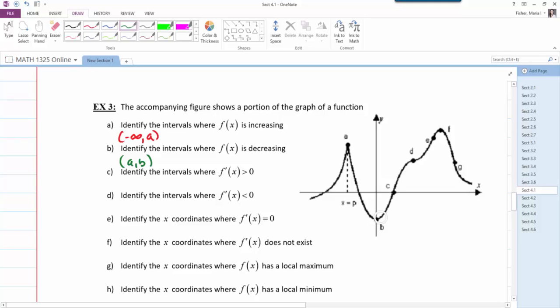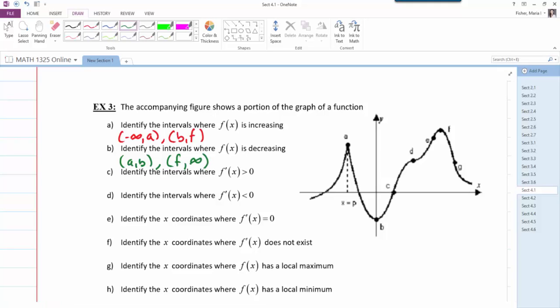And then notice from b to c, I'm going up. From c to d, I'm going up. From d to e, I'm going up. And from e to f, I'm going up. So everywhere from b all the way to f, my function is going up. So I am also increasing from b to f. And then notice after f, from f to g, I'm going down. And from g to infinity, I'm going down. So then I'm decreasing over the interval from f to infinity.